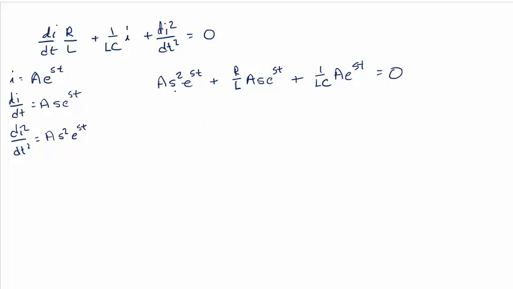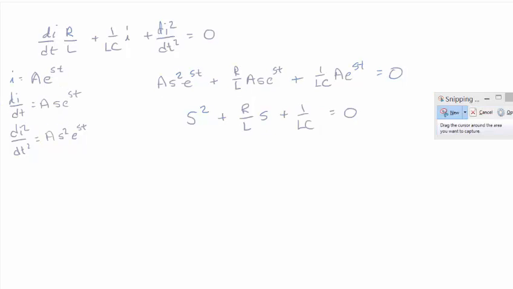So when I do that, I see that the a's cancel out, the e's to the st cancel out, and I'm left with s squared plus r over l s plus 1 over LC equals 0. This is a quadratic equation in s, so I'm just going to clip that over for you. This is a quadratic equation in s that is going to have two roots.